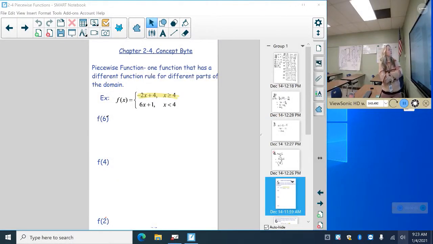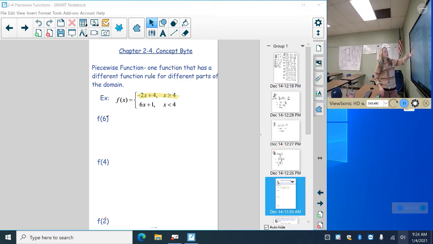Okay, Chapter 2, Section 4, Piecewise Functions. This is actually a continuation of parallel and perpendicular lines. It's just another part. A piecewise function is one function that has different function rules for different parts of the domain.